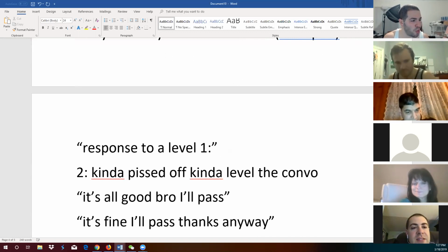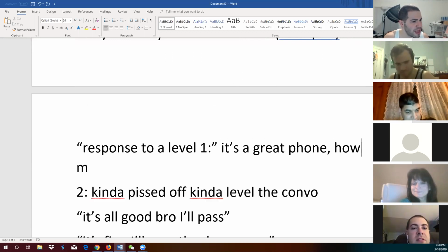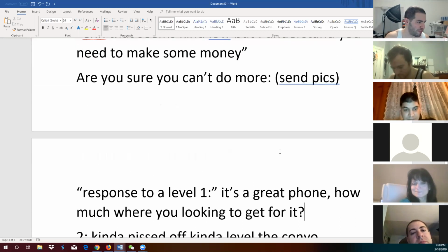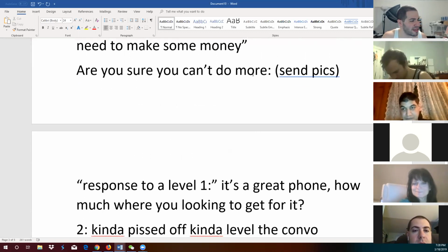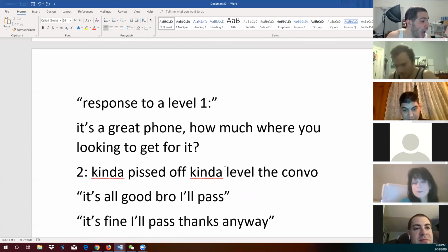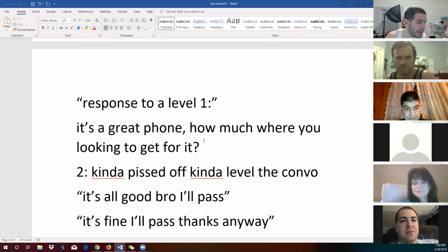Our response to a level 1 is we're going to say, it's a great phone. How much were you looking to get for it? We don't have to work that hard for it. If they say, are you sure you can't do any more? They're still invested in the conversation. So all we have to say is, it's a great phone. How much were you looking to get for it? That's how you respond to a level 1.